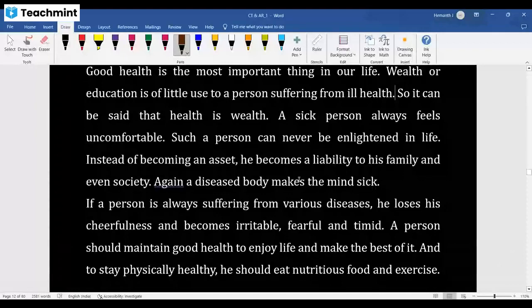Again, a diseased body makes the mind sick. If a person is always suffering from various diseases, he loses his cheerfulness and becomes irritable, fearful and timid. A person should maintain good health to enjoy life and make the best of it. And to stay physically healthy, he should eat nutritious food and exercise.